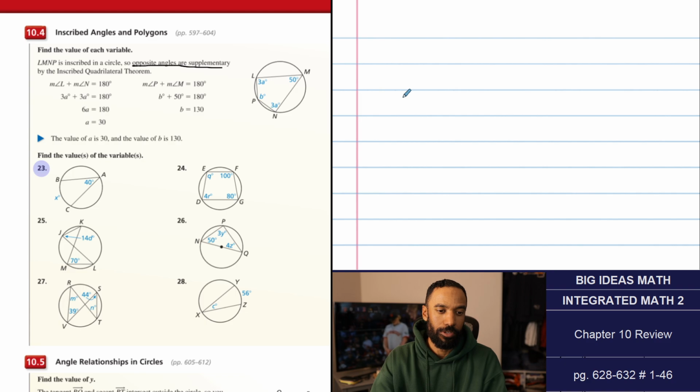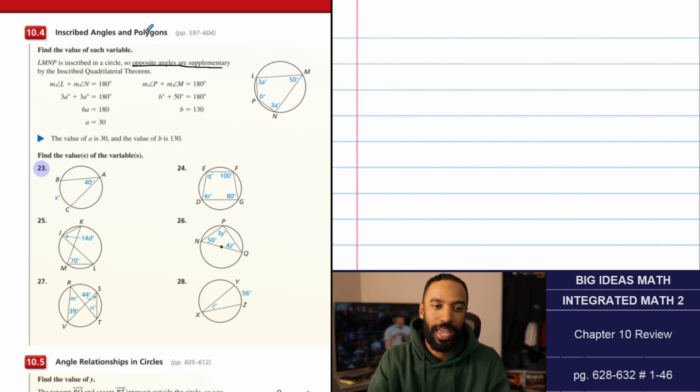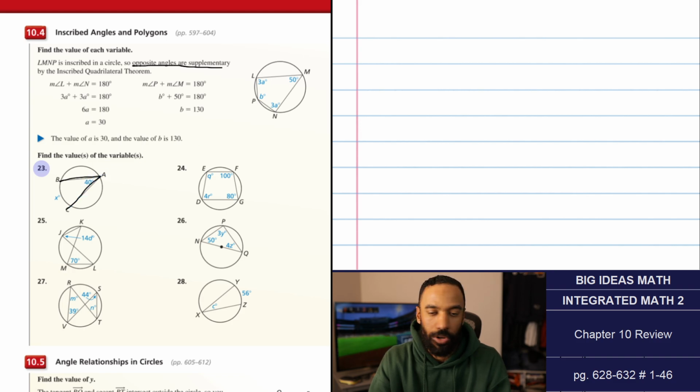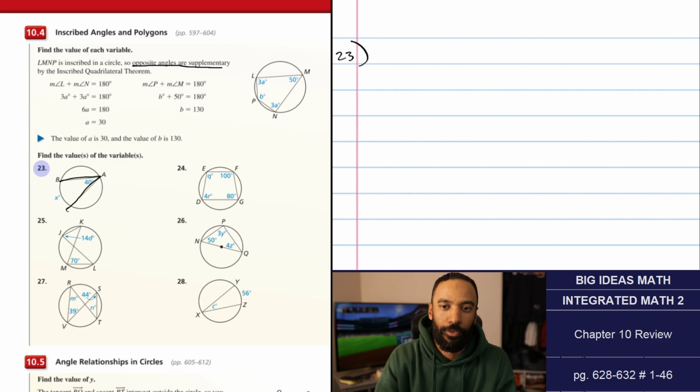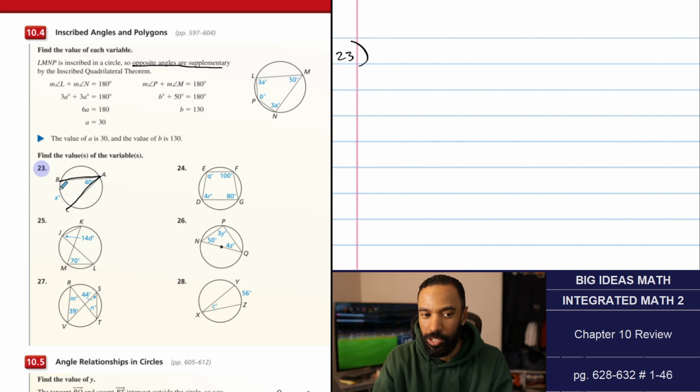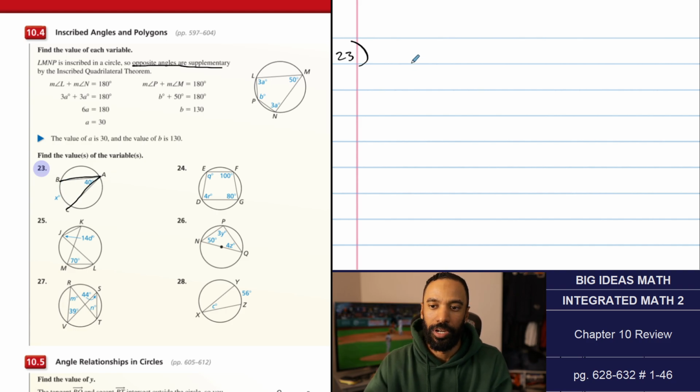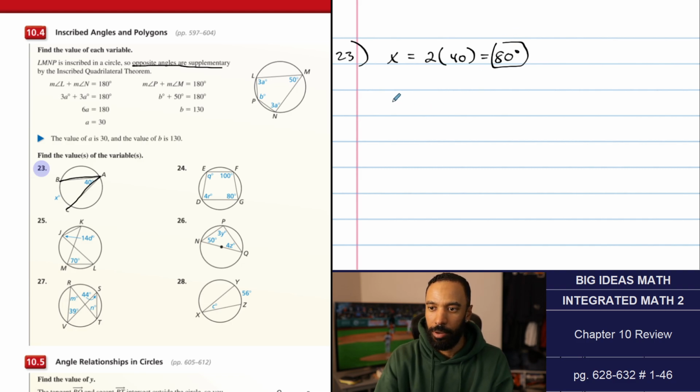The whole inscribed angles thing that we want to talk about mostly is that an inscribed angle is measured as half the measure of its intercepted arc. If this angle, I'm going to start with 23 right now, 23, if this angle is 40 degrees as an inscribed angle, unlike a central angle, it's not equal to its intercepted arc. It's half of the measure. So x is double that of 40 degrees, which is 80 degrees. When they ask you to find the value of the variables, that is x, that is number 23.